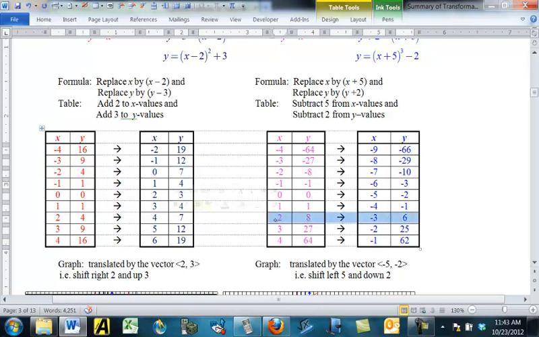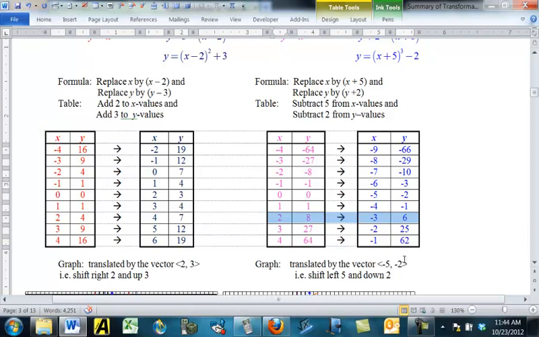So if we add negative 5 to 2, we get negative 3, and add negative 2 to 8, we get positive 6. So there's a pre-image and image pair, and the vector going from the point 2, 8 to the point negative 3, 6 is the vector negative 5, negative 2.